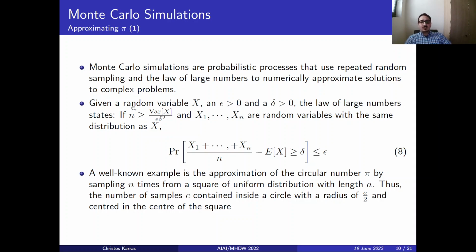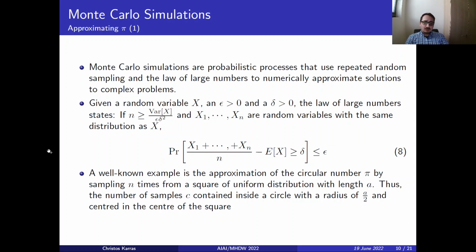So given a random variable x, an error probability epsilon greater than 0, and delta greater than 0, the law of large numbers states that if this inequality is true and we have samples x1 up to xn, which are random variables sampled using the same distribution as x, this probability inequality is true.